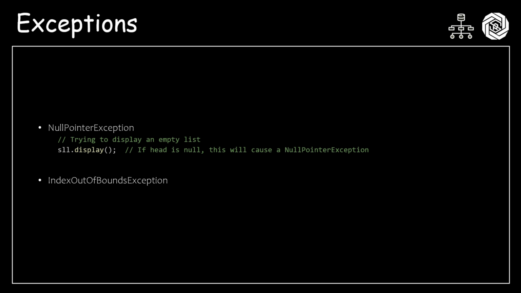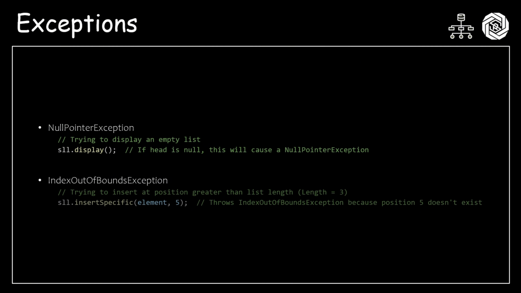Index out of bounds exception. Occurs when trying to access or delete an element at an invalid position in the list, like if the position is beyond the bounds of the list. Example: if the list has only 3 elements, but the user tries to insert or delete an element at position 5.